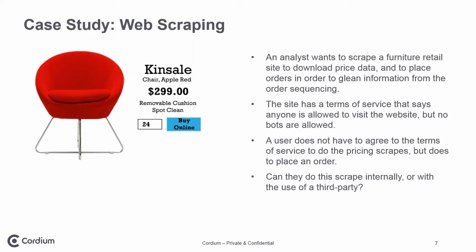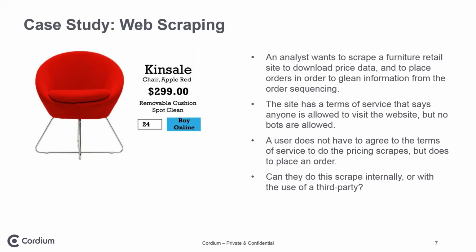So an analyst wants to scrape a furniture retail site in order to download price data, and they want to find out how they're pricing the product. They also want to place orders for the purpose of gleaning information from the order sequencing. For a lot of retail sites, you can figure out from the order numbers the algorithm that they're using to increment the numbers, and if you place orders on Tuesday and then orders on Wednesday, you can have a guess about how many orders were placed in the interim. So the site has a terms of service that says anyone is allowed to visit the website, but no bots are allowed. No spiders, no bots, no scraping. This is a typical provision in terms of service that you might find on the internet.